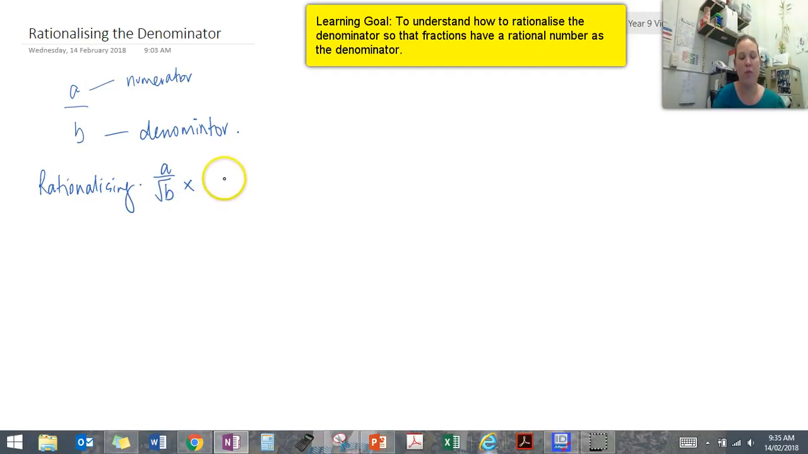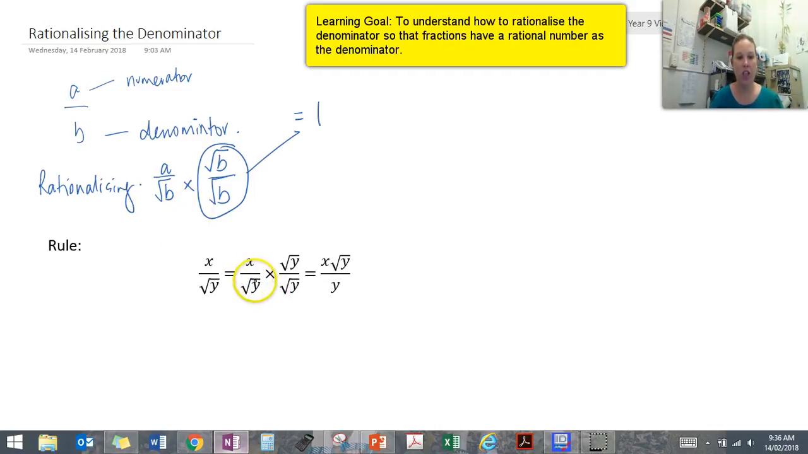To rationalise, we multiply our fraction, a over the square root of b for example, by that surd over itself, which equals 1. So if we multiply the top by the square root of b and the bottom by the square root of b, we are only multiplying our fraction by 1, which means we're not changing the fraction itself, but we are removing the surd from the bottom.